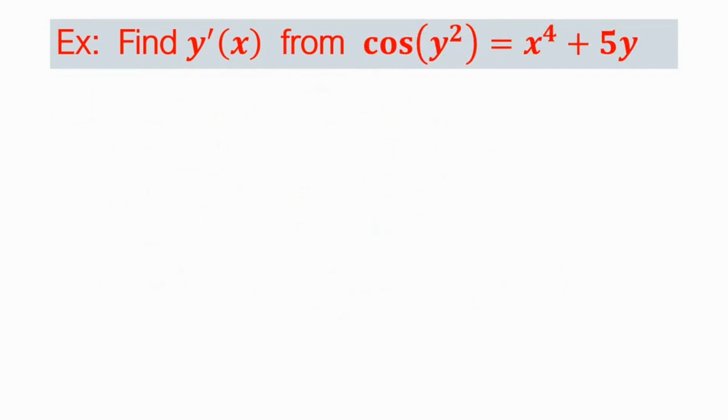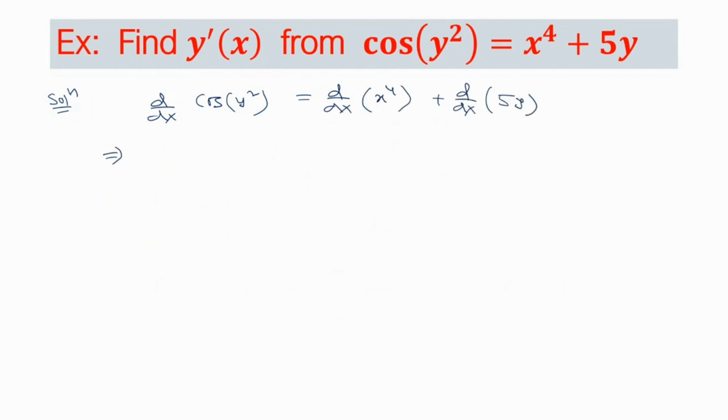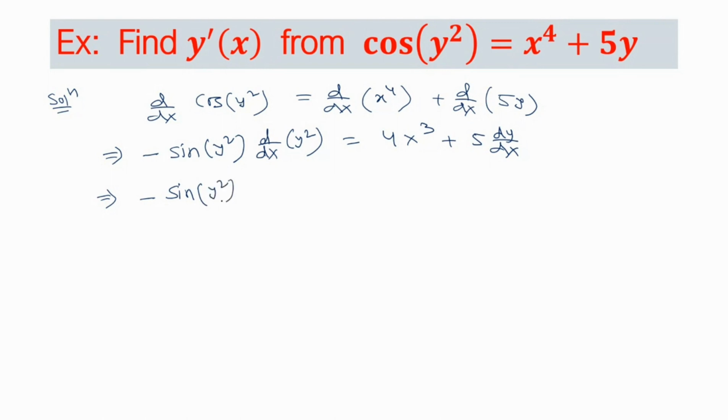Next example is find y dash from cosine y square equal to x to the power 4 plus 5y. So apply d/dx on both sides. So here apply the chain rule on cosine first. So the cosine derivative will be minus sine y square and then d/dx of y square, which is equal to 4x to the power 3 plus 5 dy/dx. Now again we'll apply the chain rule on y square. So you will get here sine y square times 2y and dy/dx is equal to 4x to the power 3 plus 5 dy/dx.